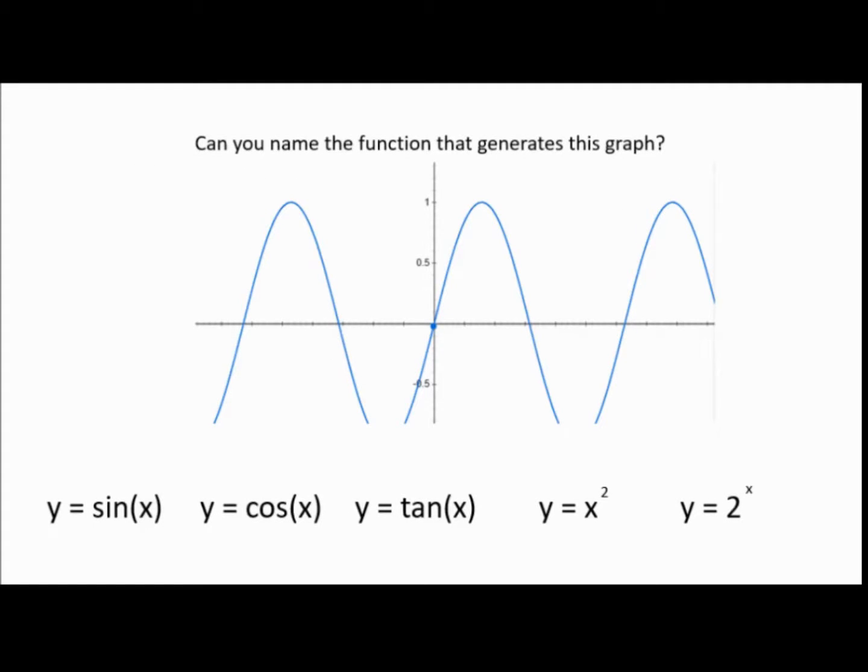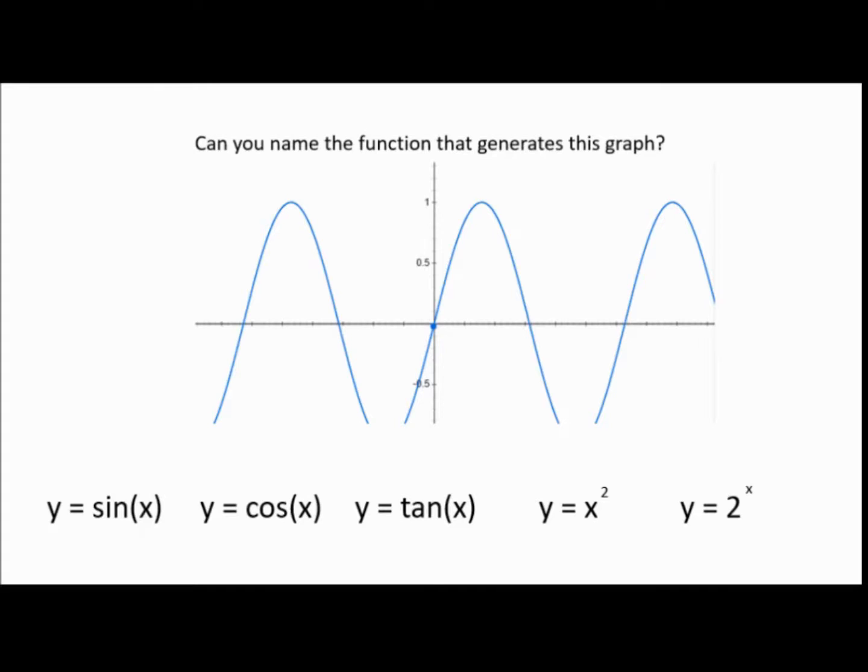Okay, can you name the function that generates this graph? Alright then, how did you get on with that? Right, so this graph repeats periodically, so it is going to be a trigonometric function, which means it'll either be y equals sine x, y equals cos x, or y equals tan x. Now, even though the bottom of the graph is chopped off, it is bound between +1 and -1, which means it's not going to be y equals tan x. So this is either y equals sine x or y equals cos x.